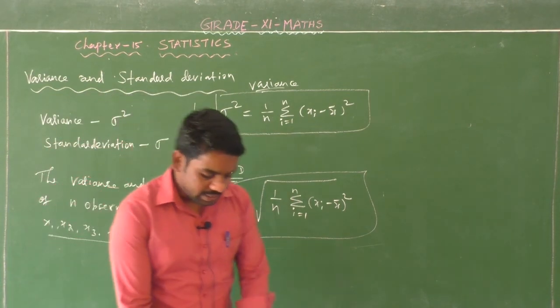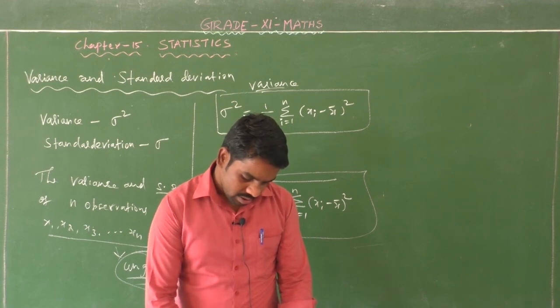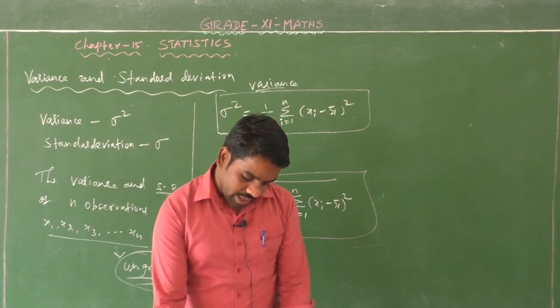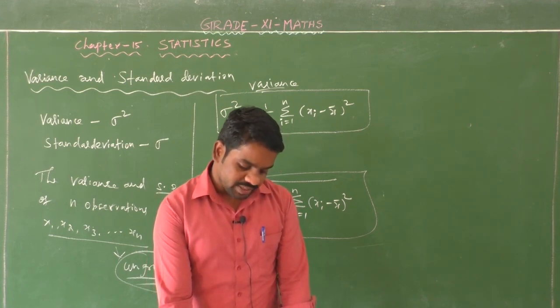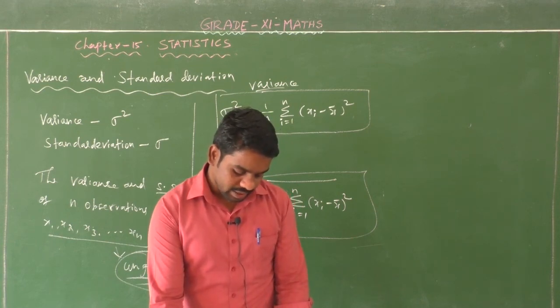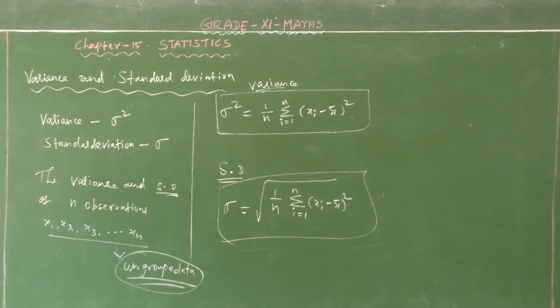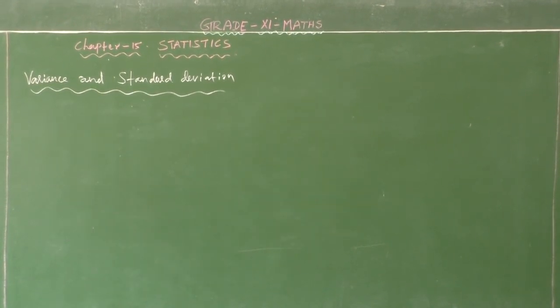Okay, listen. First example number 8 and Exercise 15.2 questions first, second and third. These three questions are ungrouped data, so use these formulas.